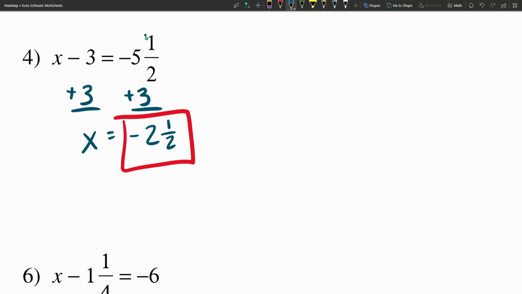Easy way to think about this one. Ignore the 1/2. What's negative 5 plus 3? That's a negative 2. So if I had a negative 5.5 plus 3, that's a negative 2.5. Just some quick mental math. If you need to, draw out a number line. For now, let's go on to number 5.